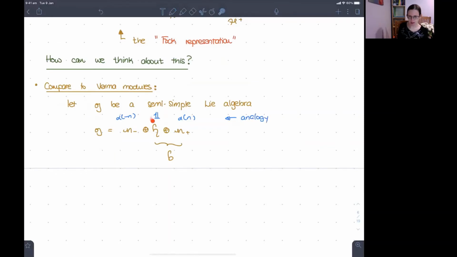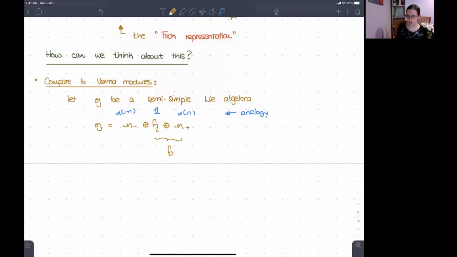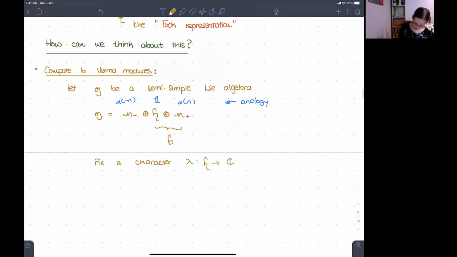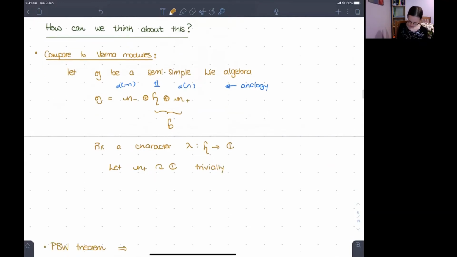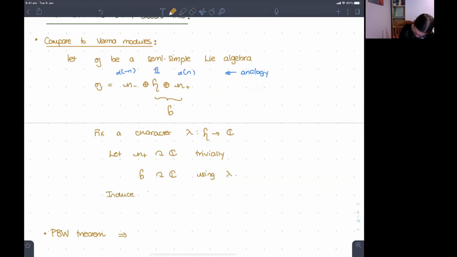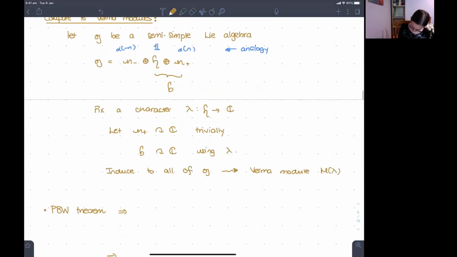What we did already was we fixed a level. We said how 1 was going to act, and the finite dimensional analogy of this is that we fix a character. And then we let n plus act trivially, so by 0. We extend to an action of B using lambda, and then we induce to all of G. And then we get the Verma module M lambda of highest weight lambda.